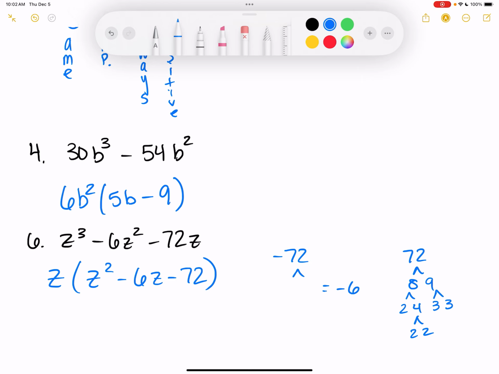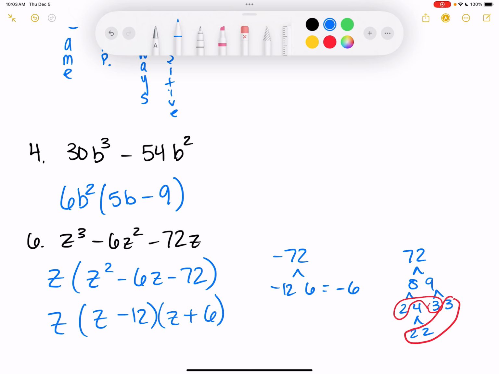Yep, negative 12 and 6, because I can do the 3 and 2 times 2, so that would give me 12, and then the 3 and 2 there. So I'm going to have negative 12 and a positive 6. So this becomes z times z minus 12 times z plus 6.